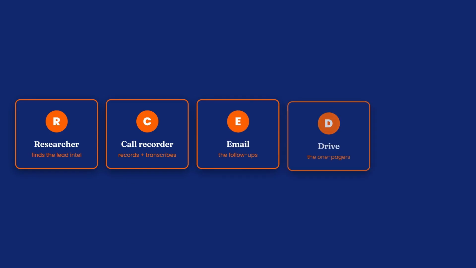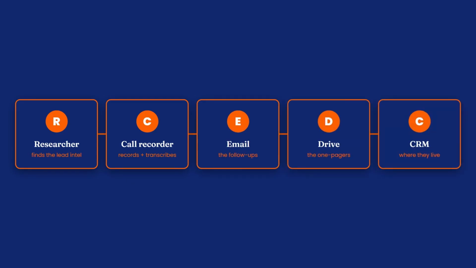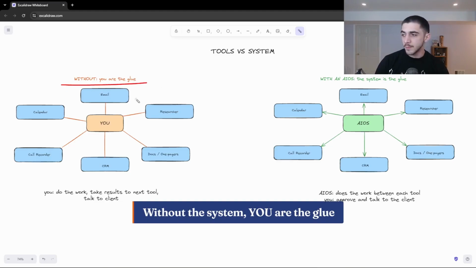And in what I just said, there's a whole bunch of different tools that got listed. You need some sort of way to research your client, the Zoom call or Fathom recording for a transcribing tool. You need your email, your calendar, and your Google Drive, as well as your CRM. So without the system, you are the glue.